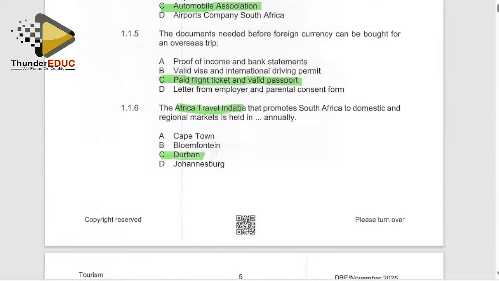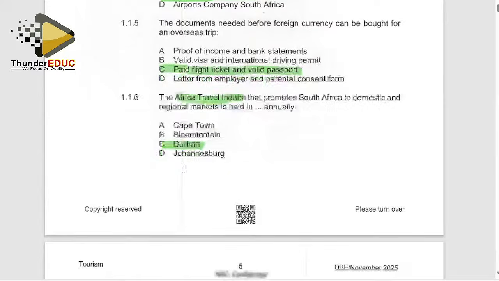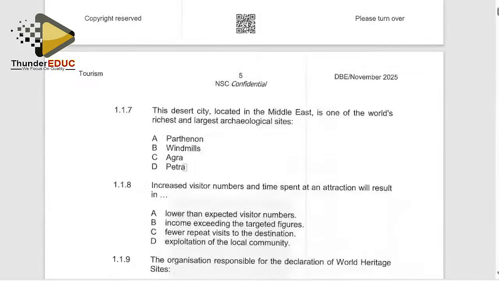So why are we taking Durban? At times people confuse the Africa Travel Endeavor with the Getaway Show. So just bear in mind that the Getaway Show is the one which takes place in what? In Cape Town. Then the Endeavor takes place in Durban. Then moving on to 1.1.7.